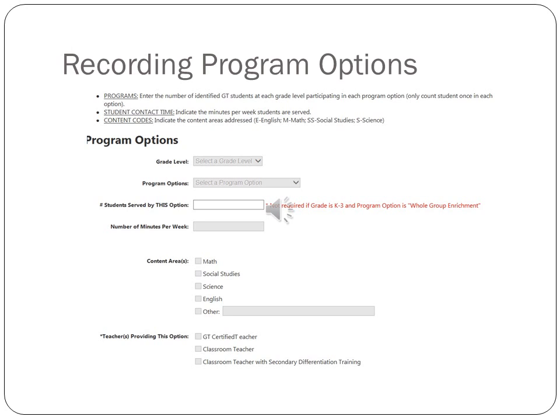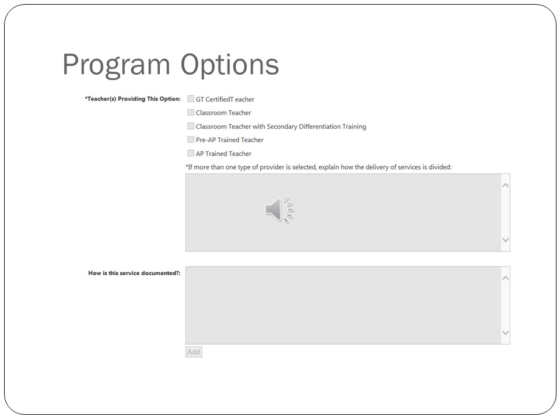The program option primarily used, the minutes per week, the content areas, and the teacher or teachers providing services. If more than one type of teacher is involved in providing services, explain how services are divided. For example, if the GT teacher meets once a month with secondary students, indicate that here. If students on a grade level are served in both pre-AP and AP classes, indicate that and be sure we can tell which courses are pre-AP and AP on a grade level.